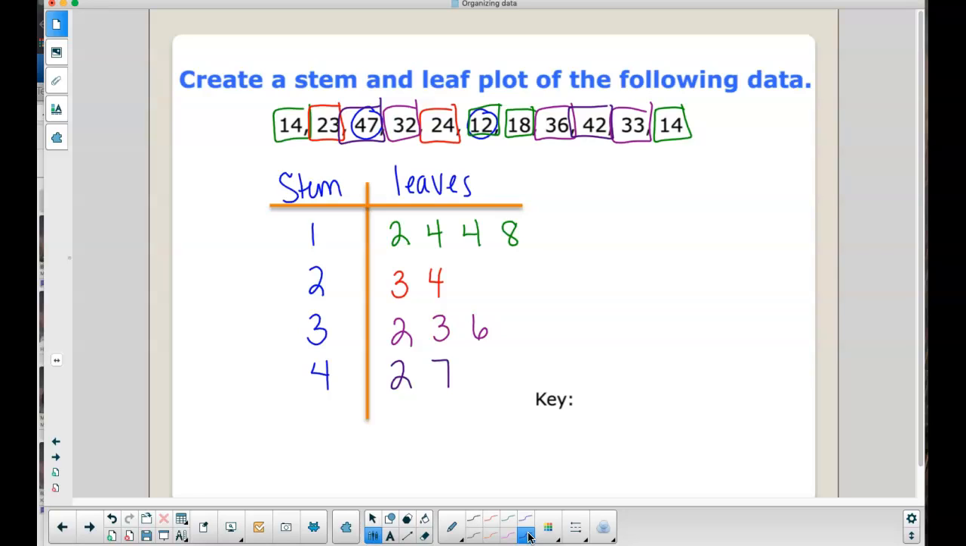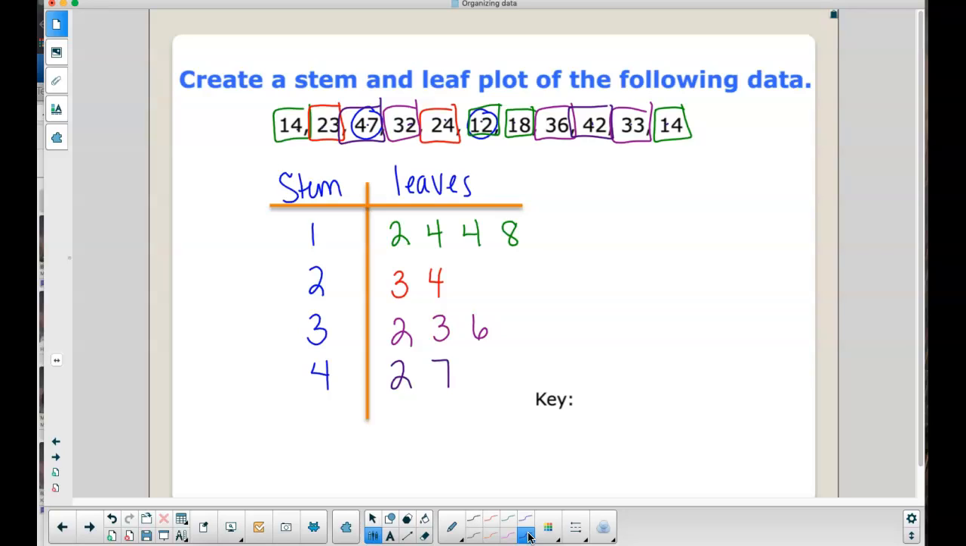Now I always want to check that I didn't miss anything. Okay, there were 1, 2, 3, 4, 5, 6, 7, 8, 9, 10, 11 pieces of data. So how many leaves should I have? I should have 11, right? 1, 2, 3, 4, 5, 6, 7, 8, 9, 10, 11. Okay, and I know I didn't miss anything.